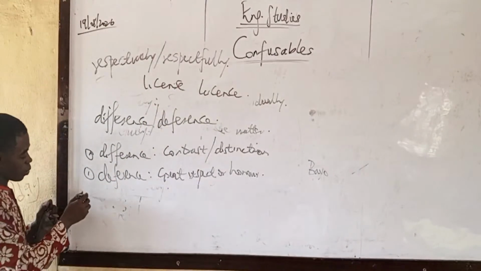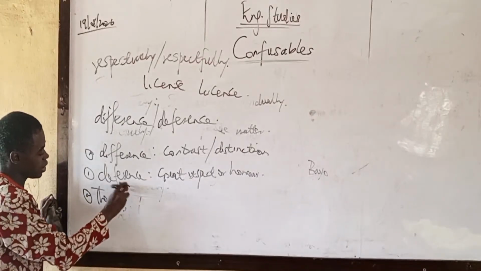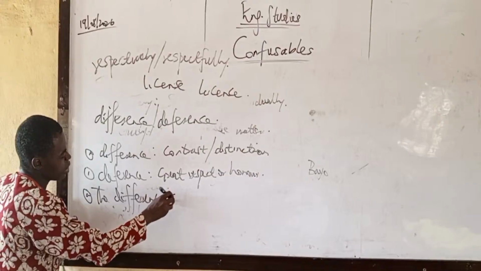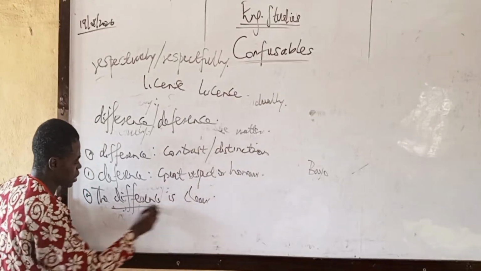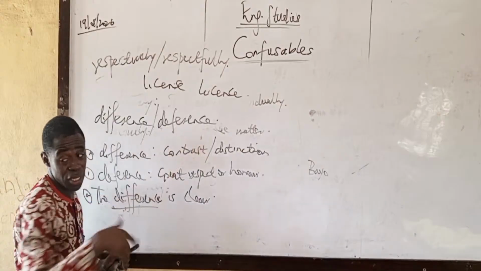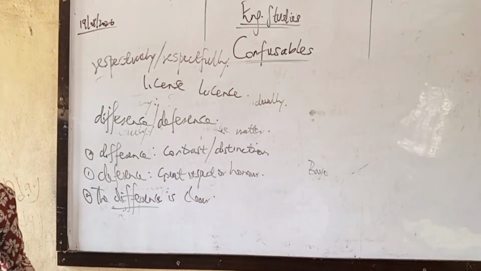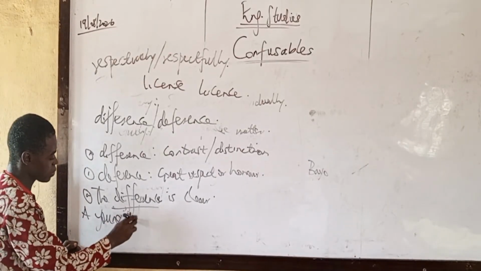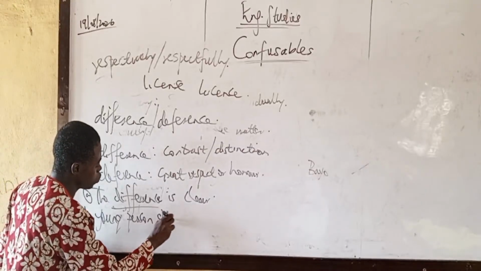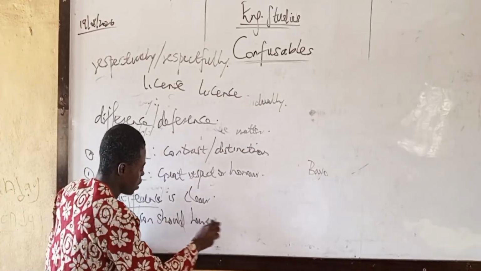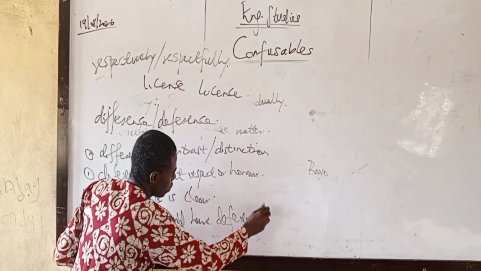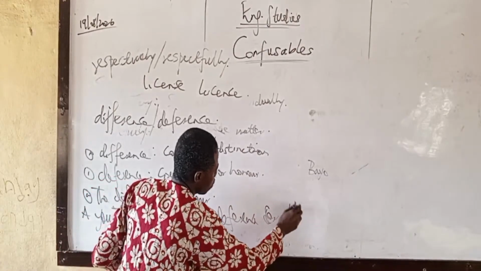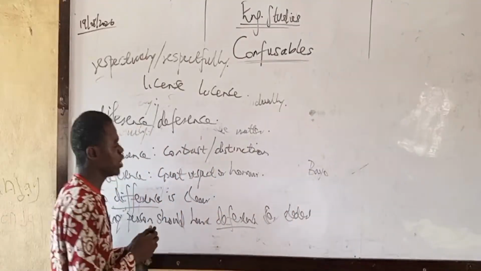Number one. The difference is clear. That is, the distinction is clear. The contrast is clear between water and kerosene. The difference is clear. A young person should have deference for elders. What does deference mean then? Great respect.